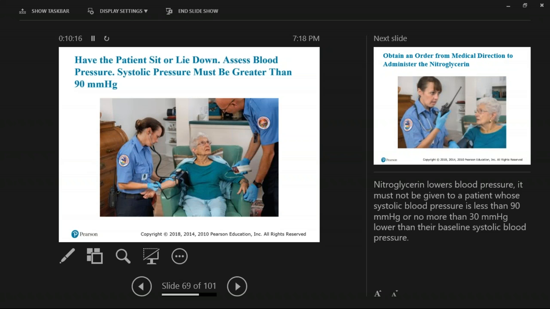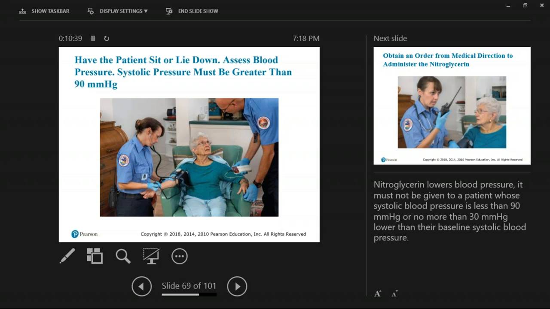They're getting your SpO2. They're making sure it's above 90. They're going to get her heart rate, get a complete assessment on her, and then they're going to make a decision on whether to give her nitroglycerin.